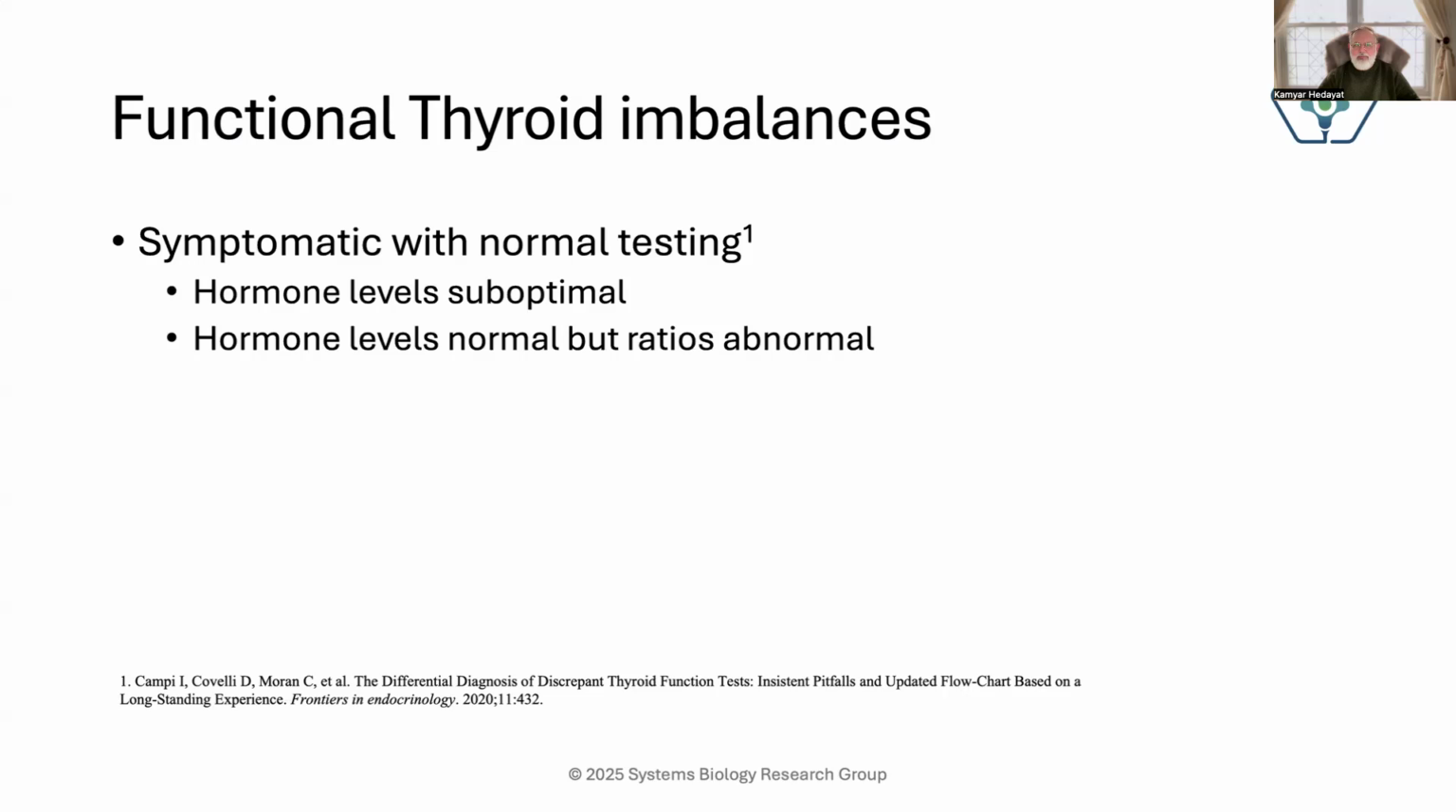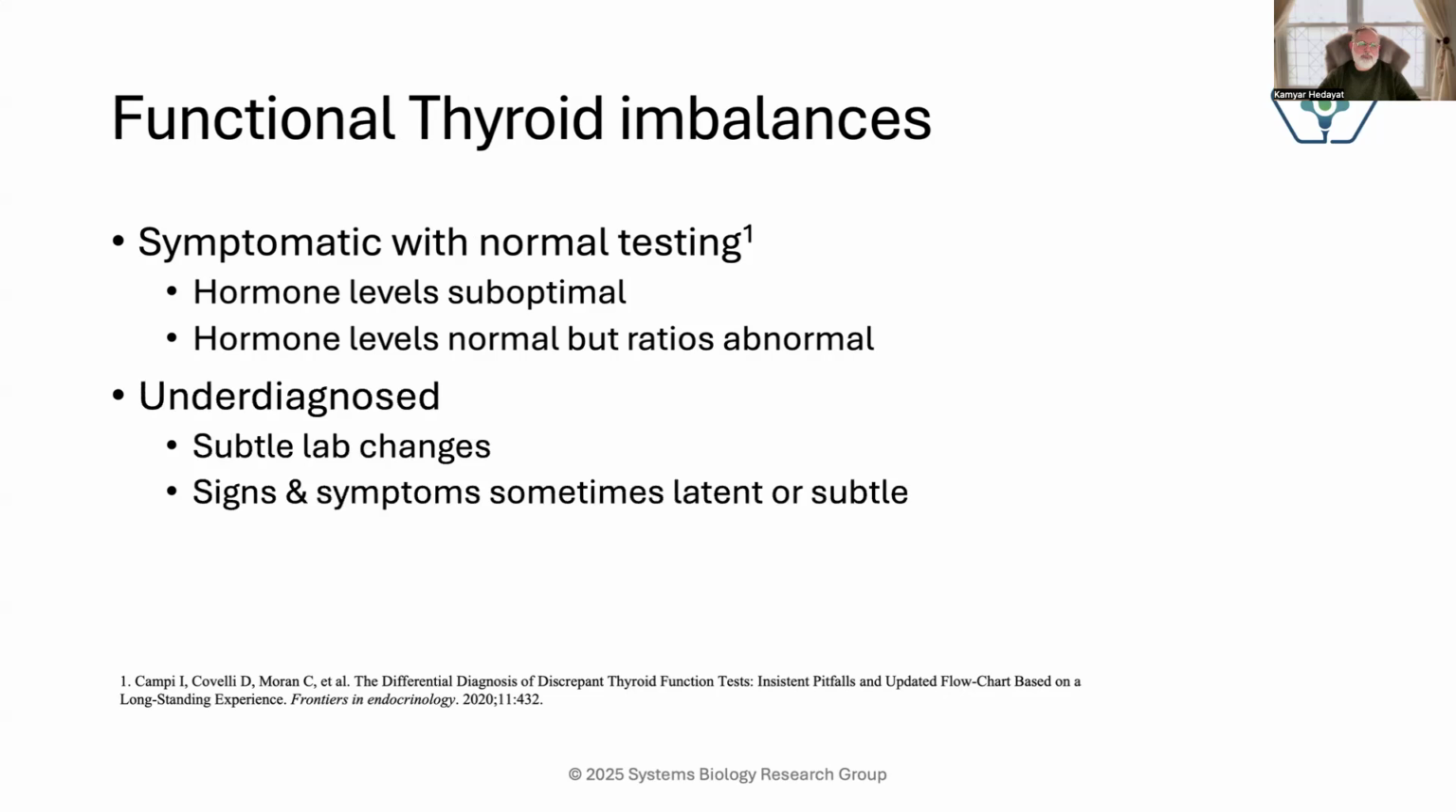Now, functional thyroid imbalances are occurring in patients who are symptomatic with normal levels of thyroid stimulating hormone and often free T3 and/or free T4. Alternatively, they may have suboptimal values within the normal range, or completely optimal values but abnormal ratios. And these ratios are what we explore in both of these new thyroid panels.